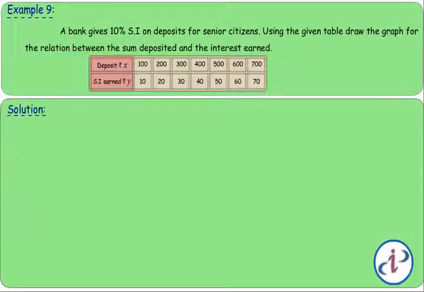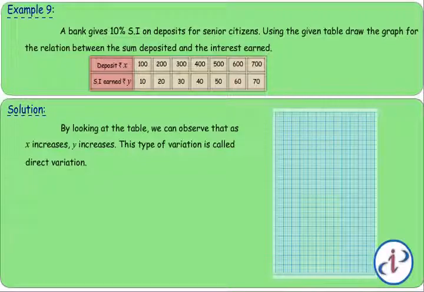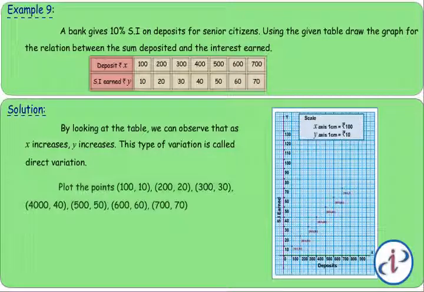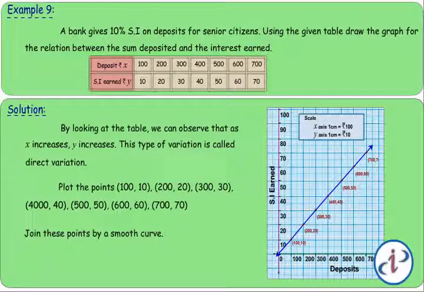Solution. By looking at the table, we can observe that as x increases, y increases. This type of variation is called direct variation. Take the graph paper and plot the points which are given in the table. Now join these points by a smooth curve. The graph which we obtained is the graph of direct variation.